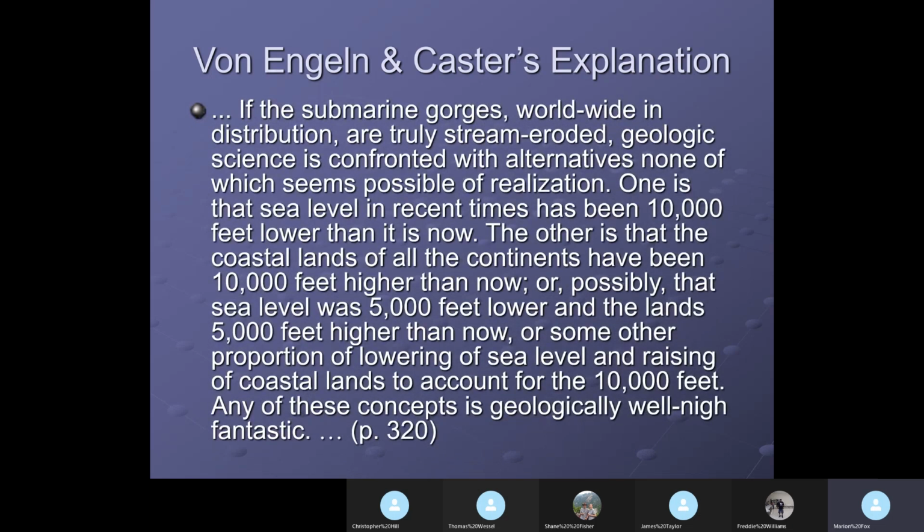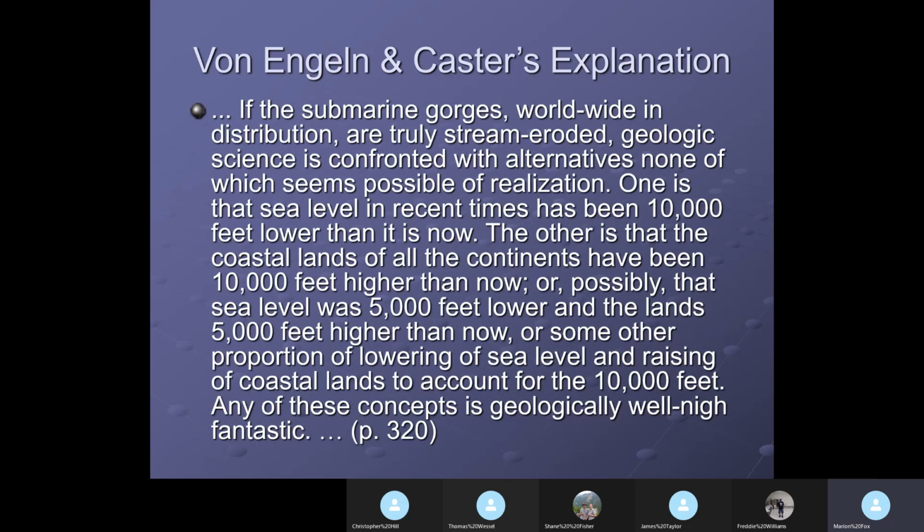Now, they go on, von Engeln and Castor: if the submarine gorges, worldwide in distribution, in other words, they're all over the world, are truly stream eroded, geologic science is confronted with alternatives, none of which seem possible of realization. So what he's saying here is, if they're formed by streams, we can't explain them. Why? He's going to tell you why. One is that the sea level in recent times has been 10,000 feet lower than it is now. All right, that's a problem.